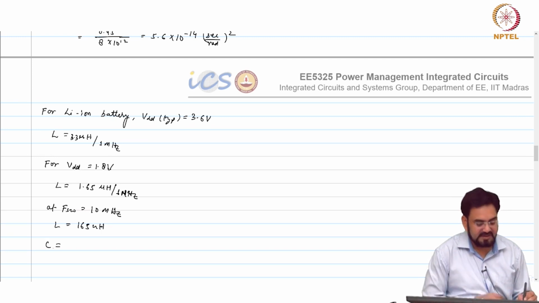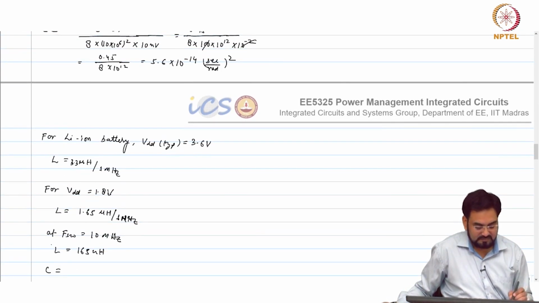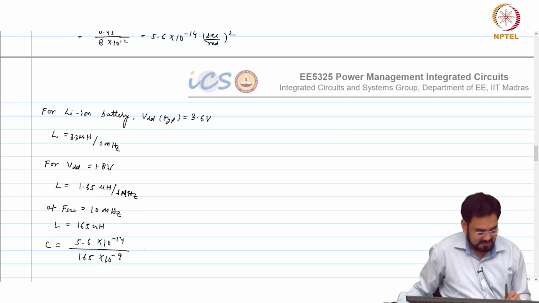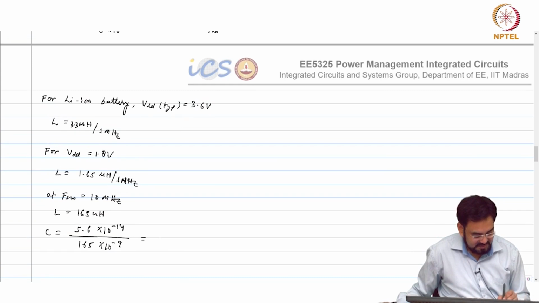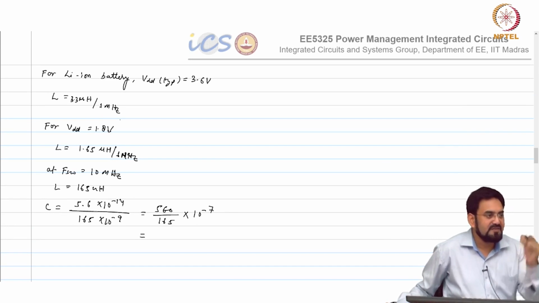C, how much will be the C? So 5.6 into 10 power minus 14 divided by 165 into 10 power minus 9. So this becomes 560 over 165 into 10 power minus 7. 3.3 microhenry for 1 megahertz. Higher frequency means lower L.